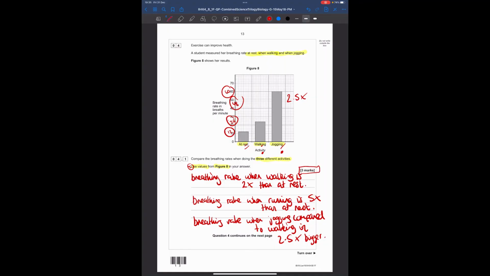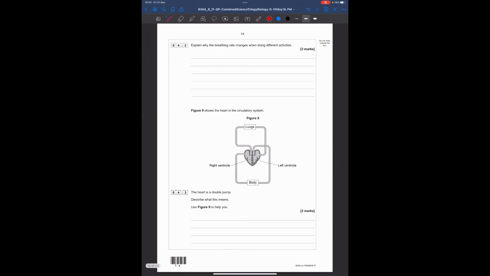When you get about halfway through the foundation paper, you will start realising that more questions are extended writing rather than 1 and 2 mark questions. So question 4.2 then. Explain why the breathing rate changes when doing different activities. So why does our breathing rate increase when we are jogging? Why is it much higher compared to when we are at rest? Well, we can break it down into our 3 different marks. We need 3 short bullet point sentences.